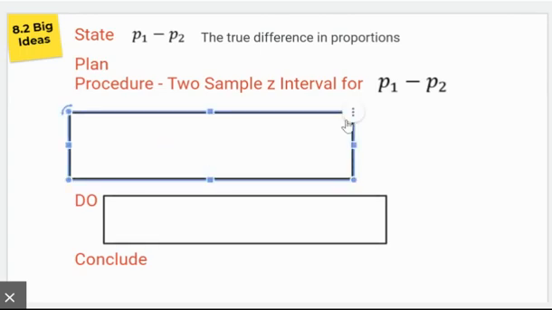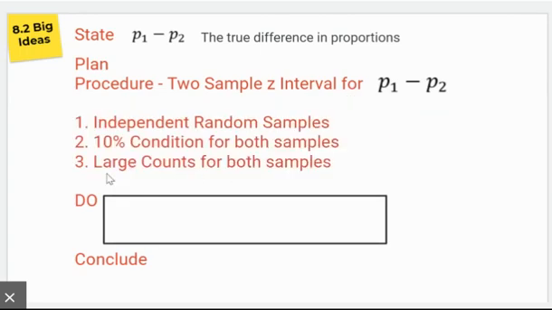Then we check our assumptions and conditions. Now, slightly different situation for our conditions here. We want to look and name that these two samples are not only random samples, but they are independent random samples. The two samples that we end up getting and collecting to estimate the difference between these proportions need to be independent random samples. So we need to make note of that in this particular condition.